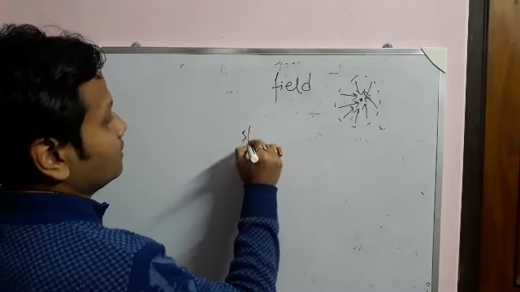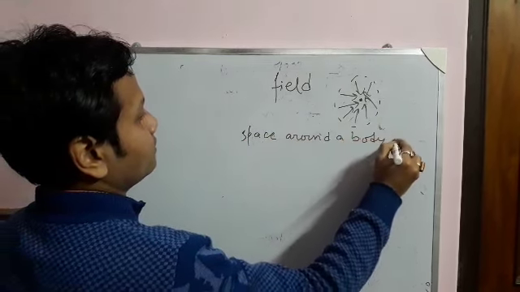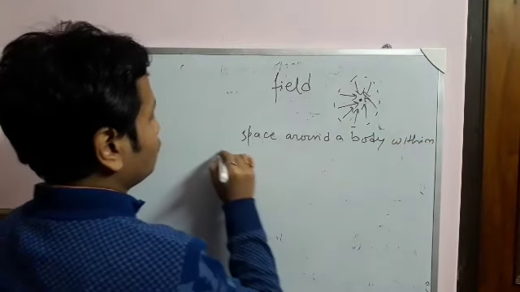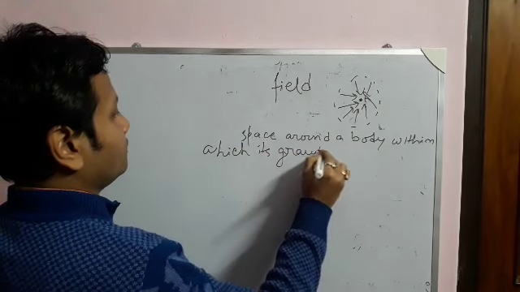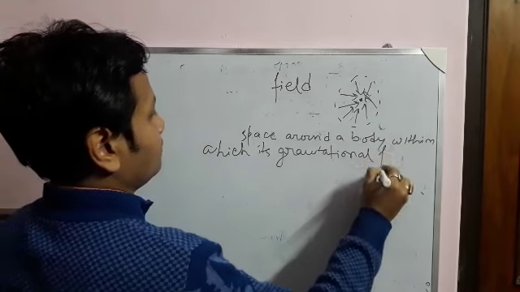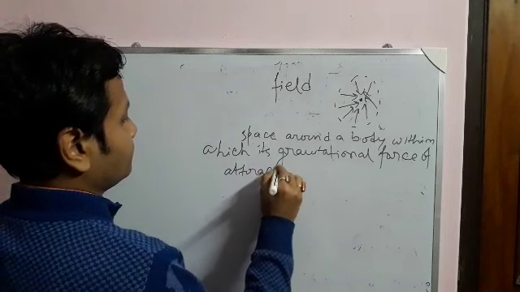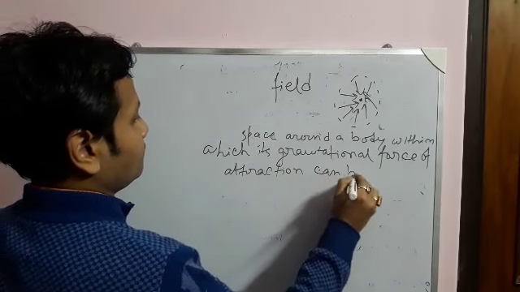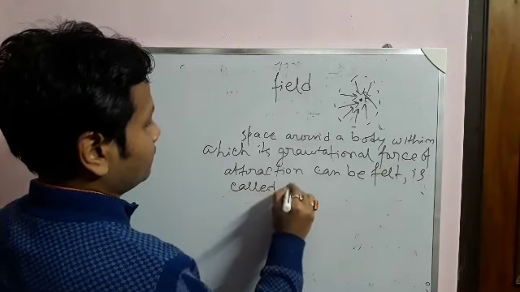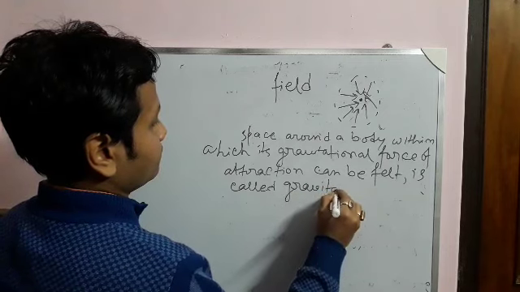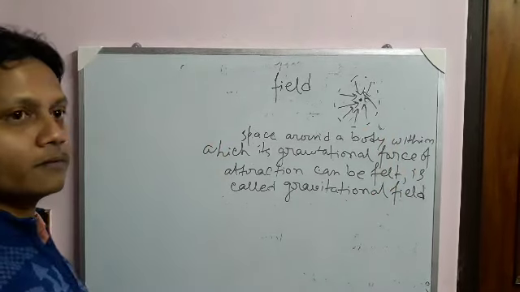That is the gravitational field: the space around a body within which its gravitational force of attraction can be felt is called the gravitational field. So this is the definition of gravitational field.